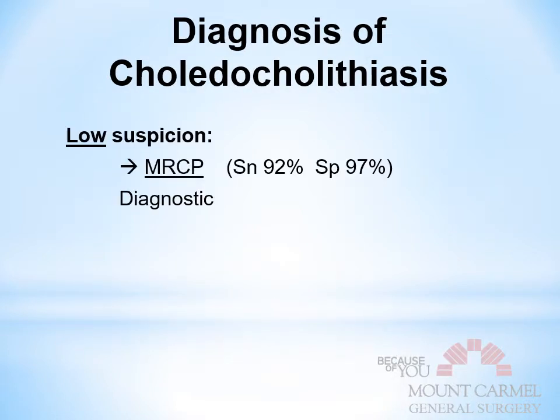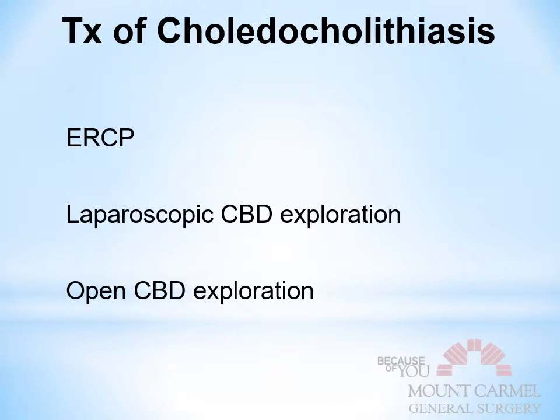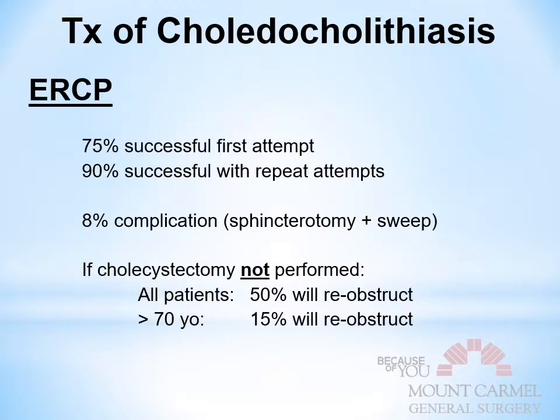Now, diagnosis is, if you have a low suspicion, send them to an MRCP. If you have a high suspicion, you ought to proceed directly to ERCP. Though I'm sure several of you are shaking your head, that's just not how it works here. And so we send everyone to MRCP so that the GI guys will do an ERCP. Treatment is actually the ERCP, which is the point of taking them when you have a high suspicion. But it could be ERCP or a lap common bile duct exploration or open common bile duct exploration.